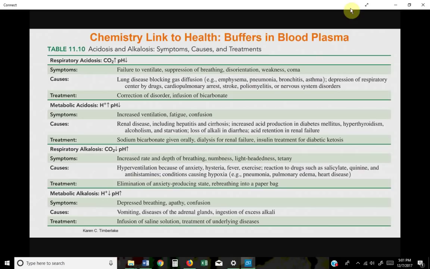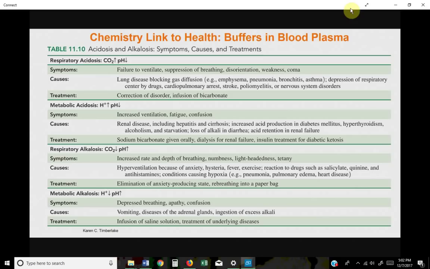So we have different types of acidosis. We either have respiratory acidosis, where we take in too much carbon dioxide, or metabolic acidosis, where we take in too much acid. Notice the treatment is just adding some sodium bicarbonate. Some people who have kidney problems have to take sodium bicarbonate pills because they tend to have high acid in their urine.